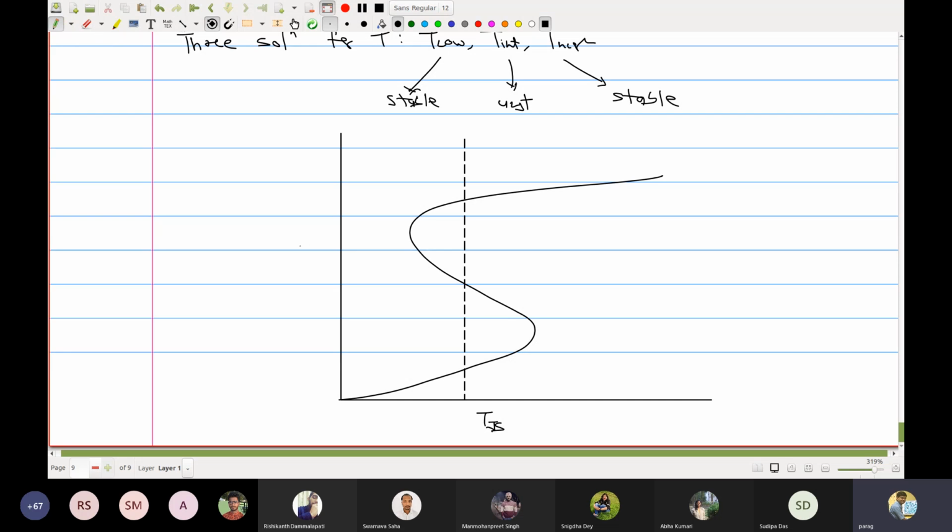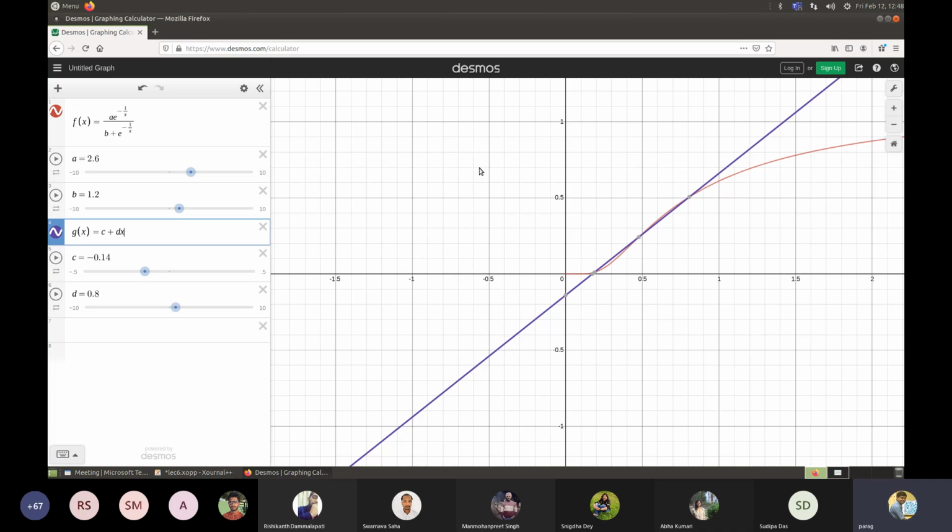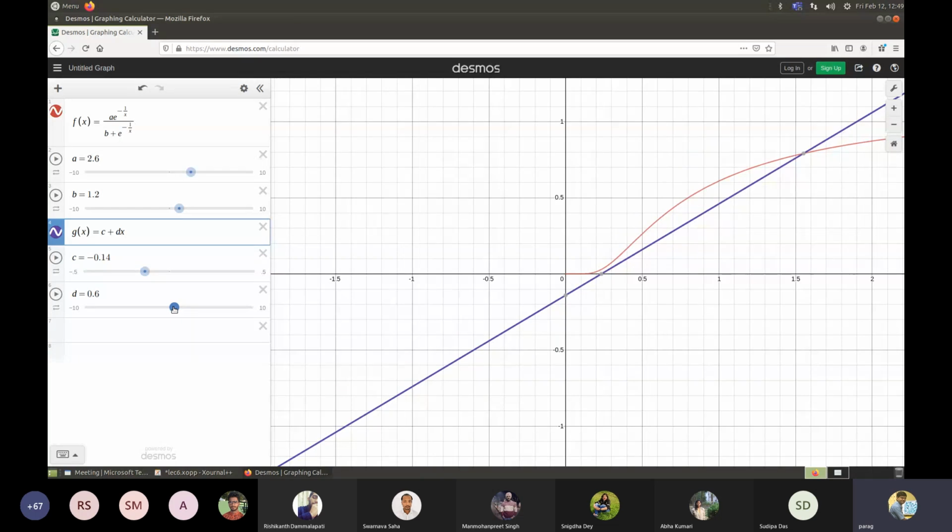So this is the steady state temperature of the reactor: lower temperature, middle temperature, and upper temperature. Does this always happen? No, this is happening only under this condition, when you have 3 solutions. You can as well have a condition where you have only 1 solution or 2 solutions.